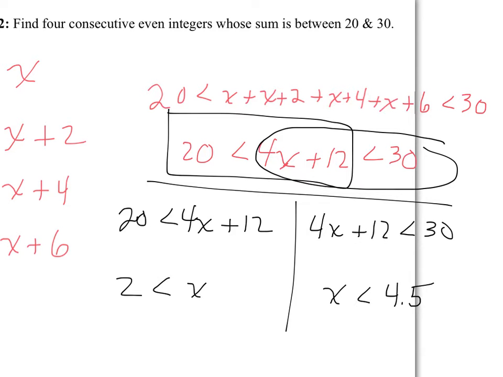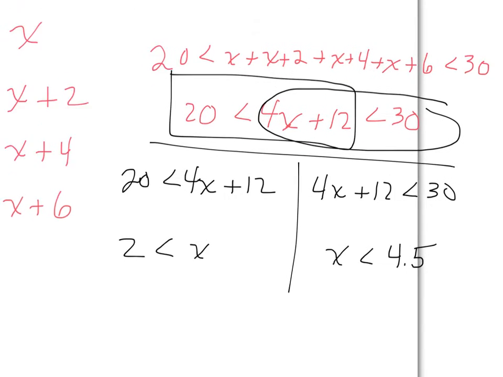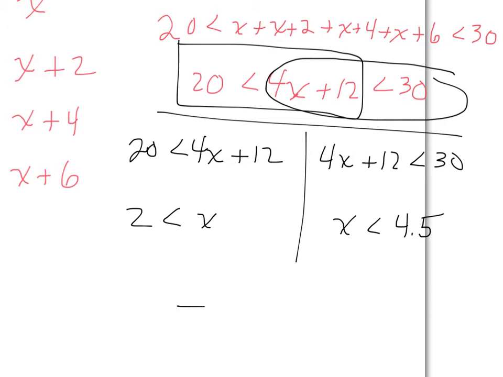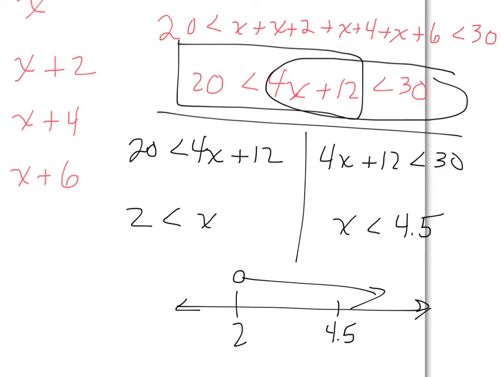So what's going on here? Let's take a look at our possible solutions. Please read this as x is greater than 2. Although it's written as 2 is less than x, you need to read it backwards, please. X is greater than 2. So I put 2 on my number line here, open circle, shade right. I put 4.5 over here. Since x is less than 4.5, I shade left.